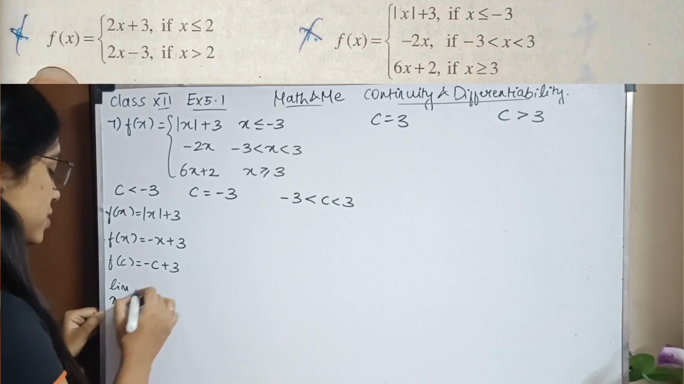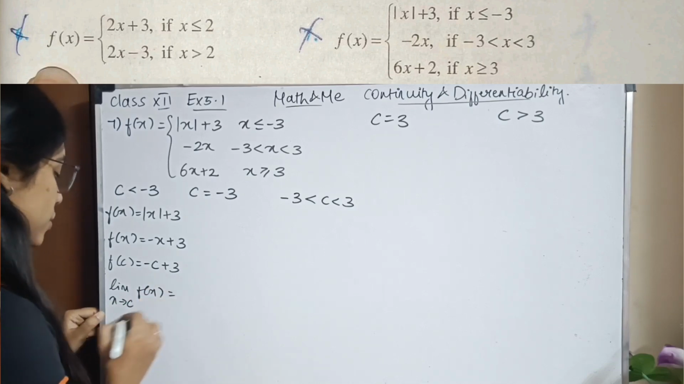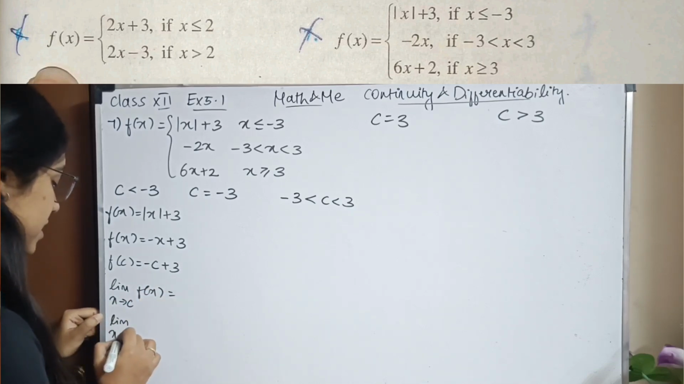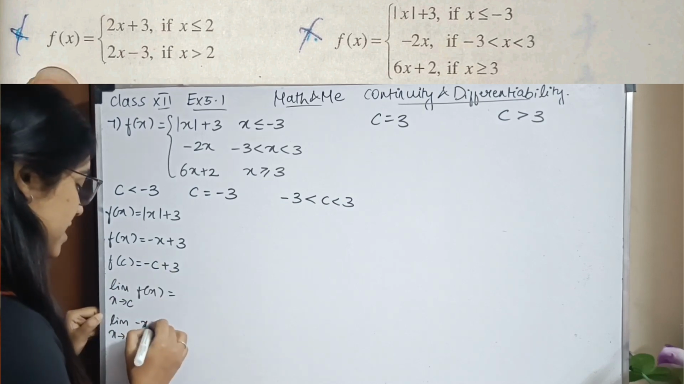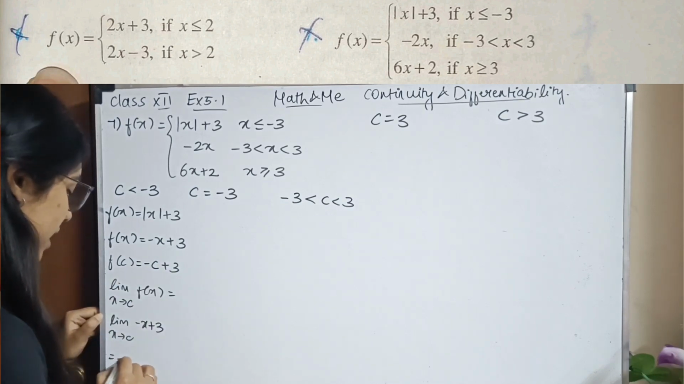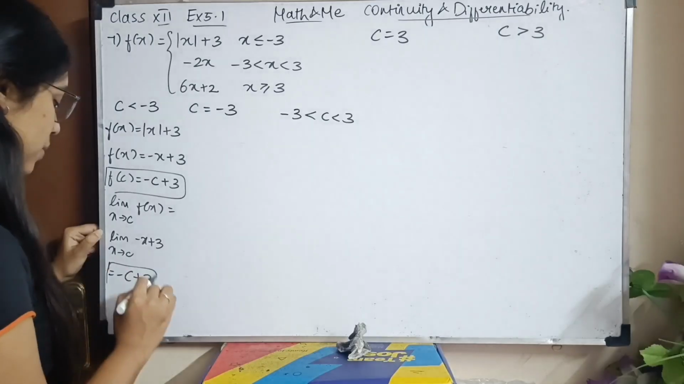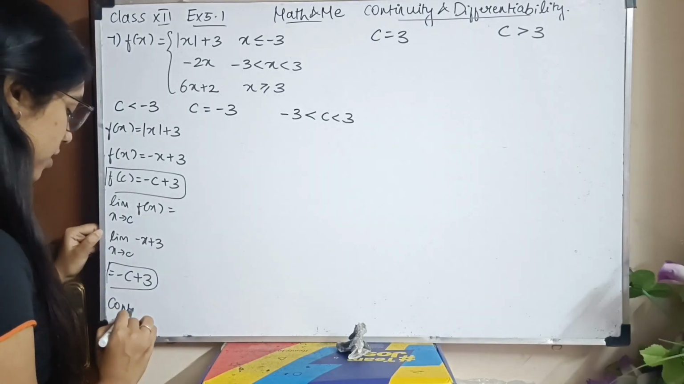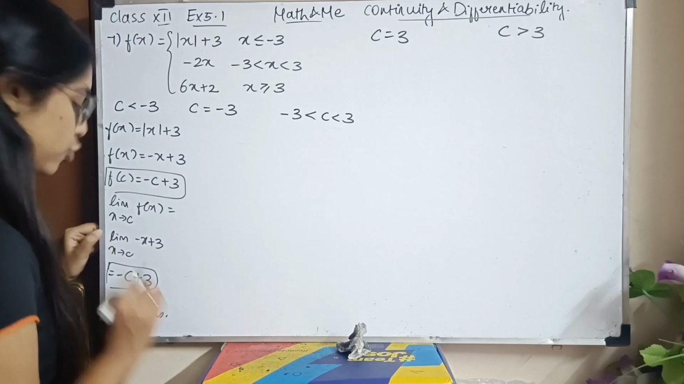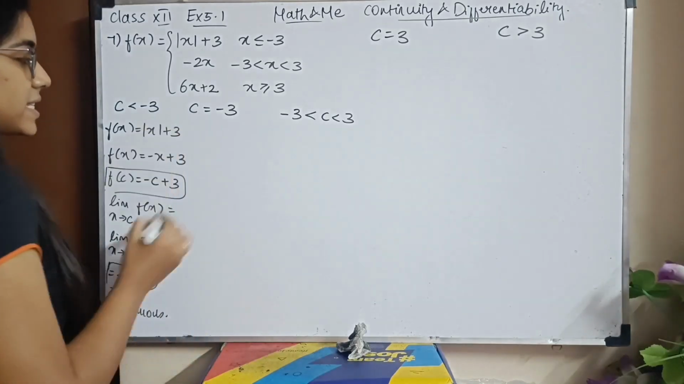Limit x tends to c of f of x, which is limit x tends to c of minus x plus 3. When I substitute the limit, I'll have minus c plus 3. You see that f of c is equal to the limit. So, it is continuous. First case, proved continuous. Correct? Now, c is equal to minus 3.